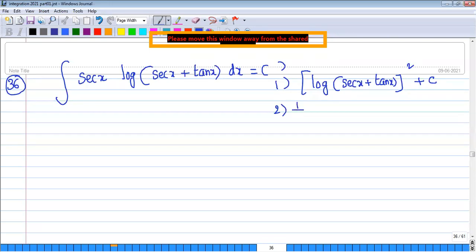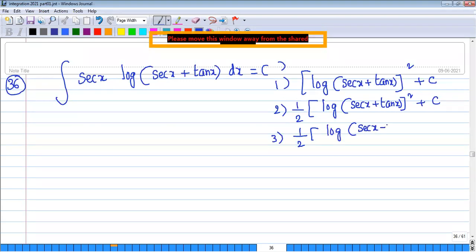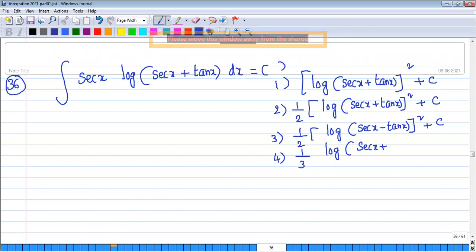Second one is half times log of (secant x plus tan x) whole square plus constant of integration. Third one, half times log of (secant x minus tan x) whole square plus c. Fourth one is 1/3 of log of (secant x plus tan x) whole square plus c.